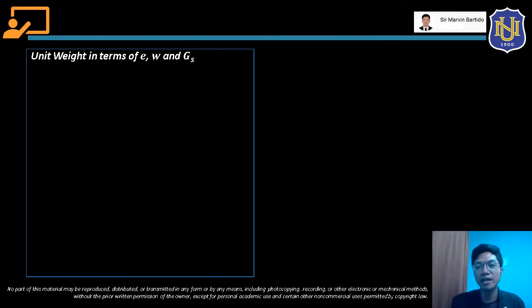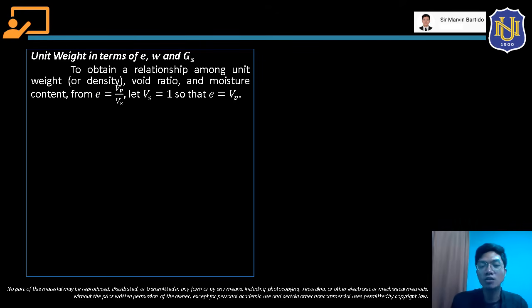Okay, so let's now derive the formula for unit weight in terms of void ratio, water content, and specific gravity. So take note pala, class, sa derivation na gagawin natin dito, yung gagawin nating reference ay yung void ratio. Kasi mamaya meron din tayong mga ide-derive na formula na yung gagawin naman nating reference ay yung porosity. So in this case, we are going to use e as our reference para ma-derive natin yung relationship ng unit weight, nung void ratio, at saka ng moisture content.